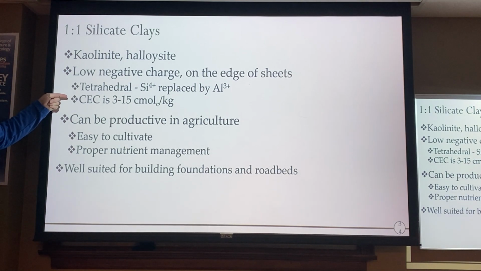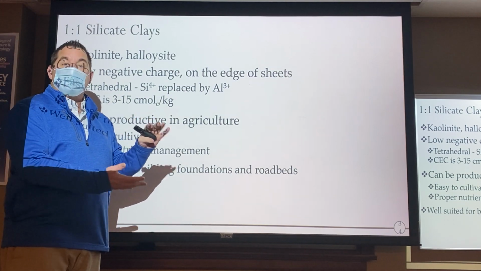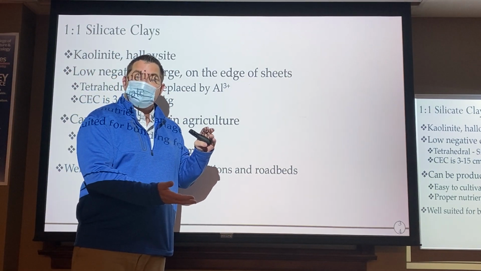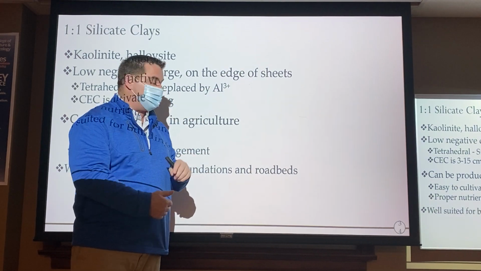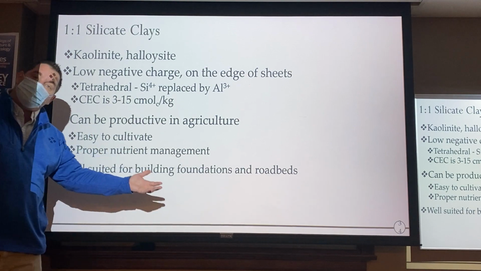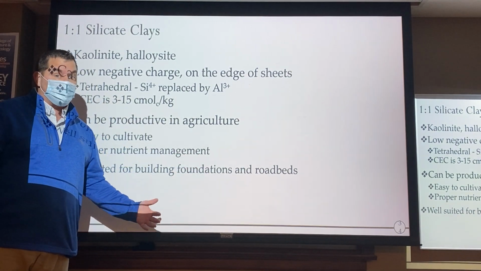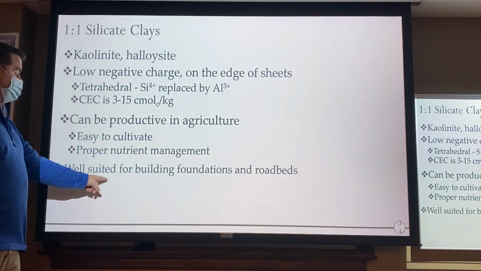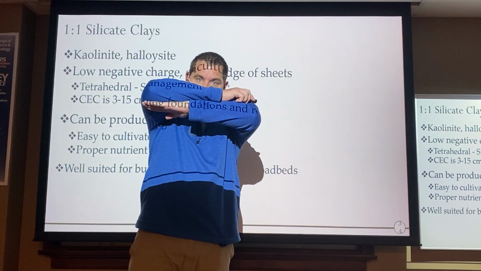Important to know about kaolinite is that it has a low CEC. If you have a low CEC, you can kind of think about it like having a small cup at a fast food place. If you get the small cup, you have to go back and refill it, right? You can only hold so much. So kaolinites have a low CEC, but they can be productive. You may have to spoon feed these soils in order to get your crops to grow, but it is possible. And as I mentioned, building and roadbed, because it has that structure that lays on top of each other.